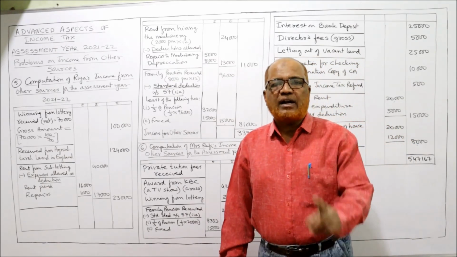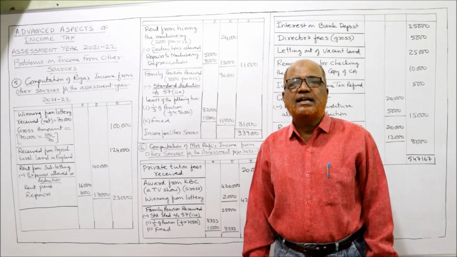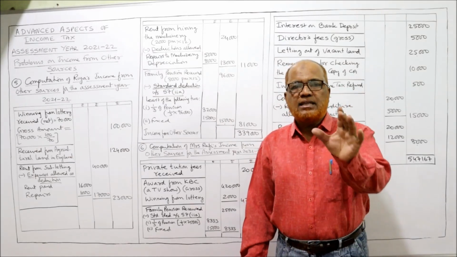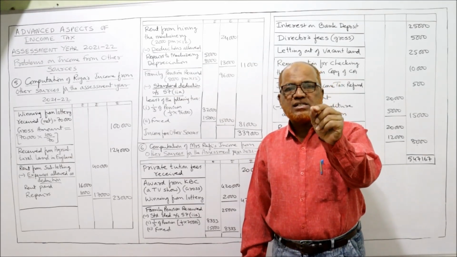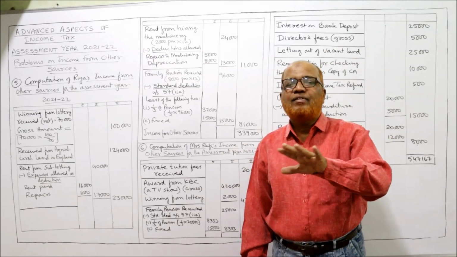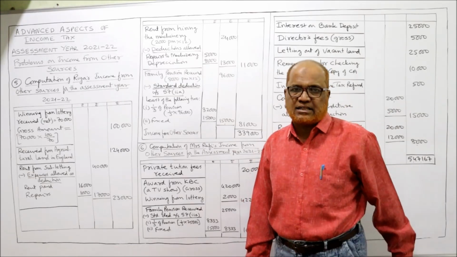From family pension, one deduction is allowed, that is called standard deduction under section 57(2)(a). And this standard deduction is least of the following two amounts. First, 1/3 of pension received, and second, fixed amount of 15,000, which is given by the Income Tax Act.